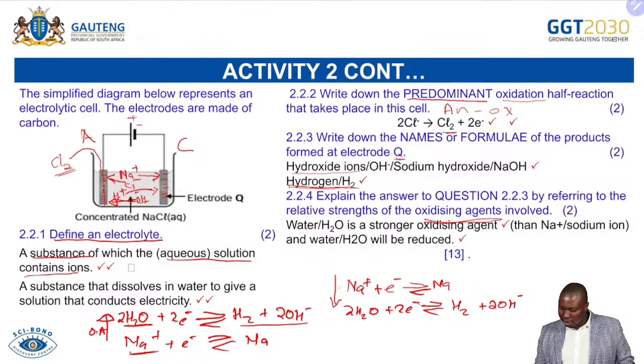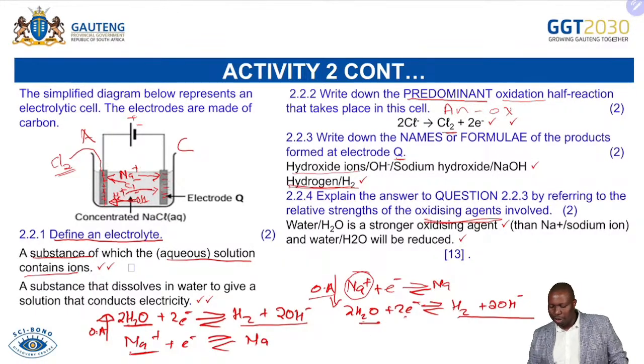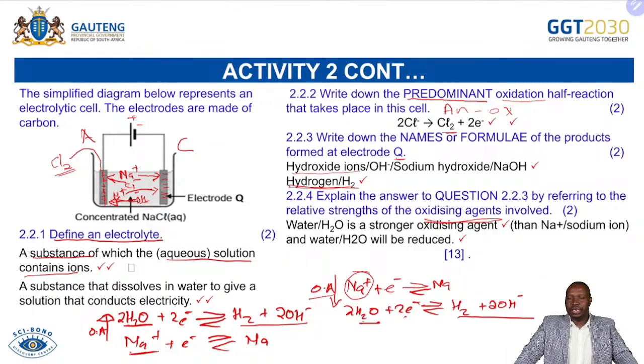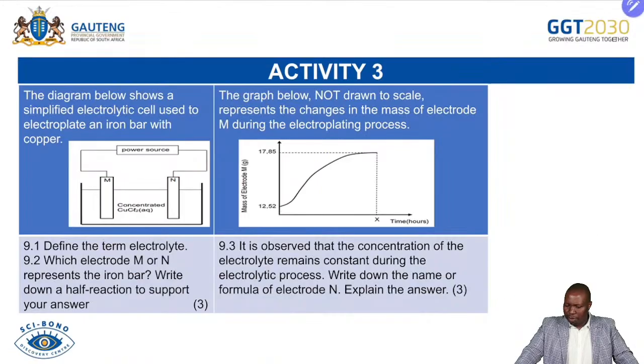And then when they talk about oxidizing agent, the arrow shows you which one is stronger. You're saying water is a stronger oxidizing agent than sodium plus. Therefore, water will gain electrons. Water will be reduced. So you are able to answer that question and get all the 13 marks that were asked under question 9 in 2024. So I hope all this information will help you.